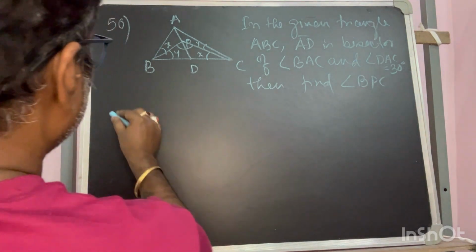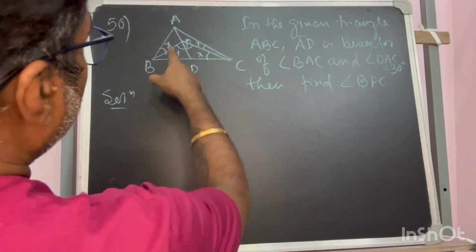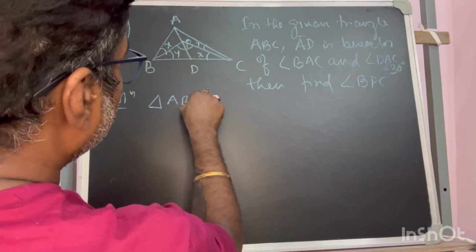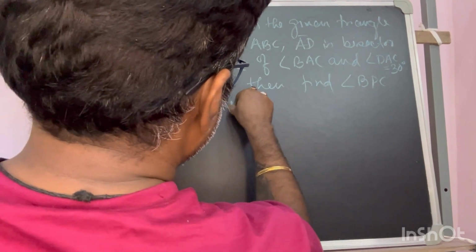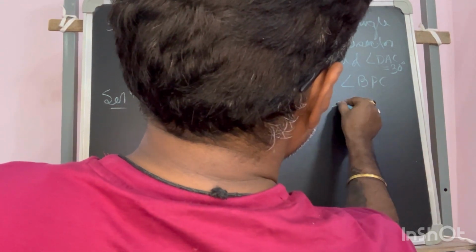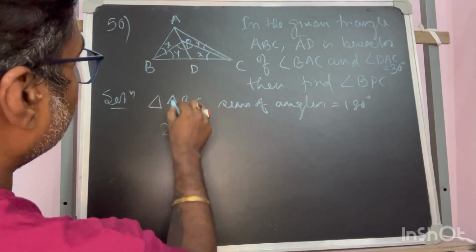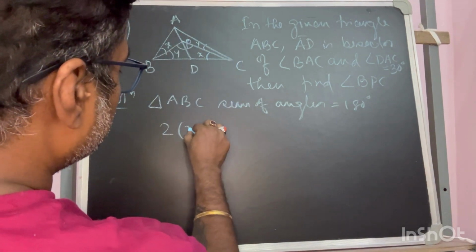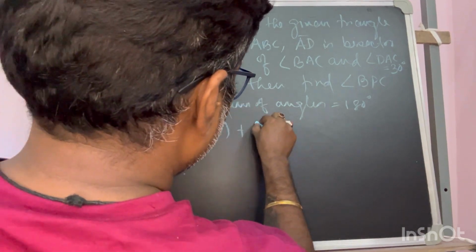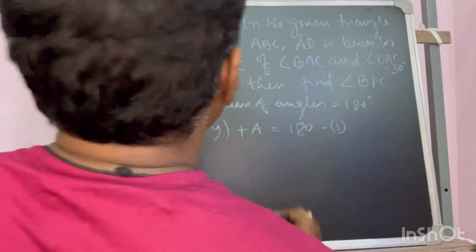Now come to the solution part. What is that? The sum of the angles of any triangle, we know, is 180. So if it is so, 2X plus 2Y plus A will give you 180. This is one equation.